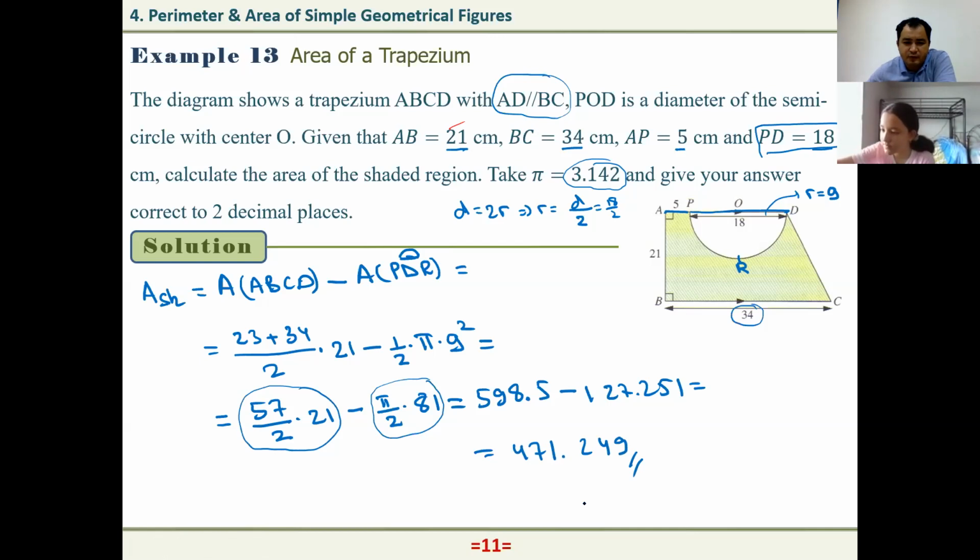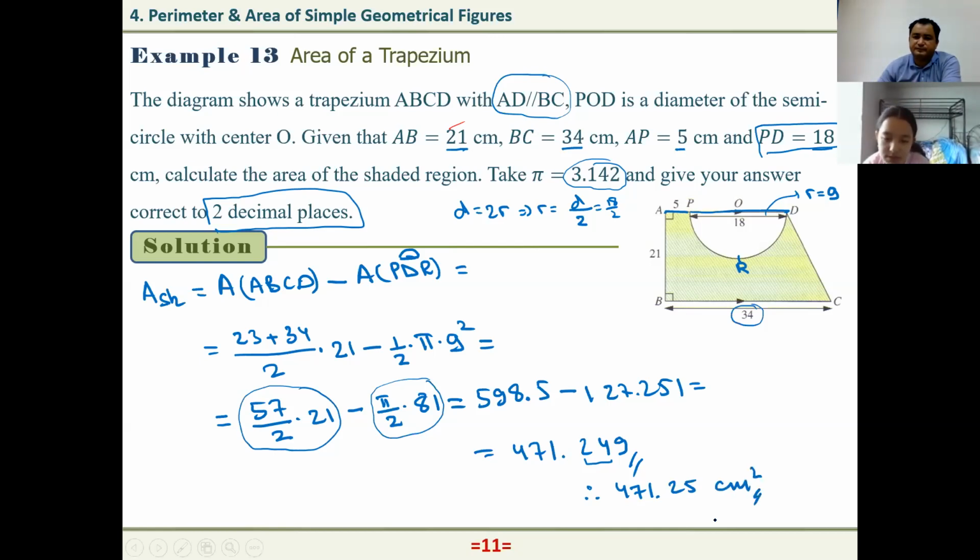So what is it? The area of the shaded region. But in the question, Shahina, it says leave your answer correct to 2 decimal places. So we have to write the answer correct to 2 decimal places. Can you just round off? That is 471 point. So I need to keep only 2 digits after the decimal point, right? This number is greater than 4. So that is 471.25 square centimeters. Okay.